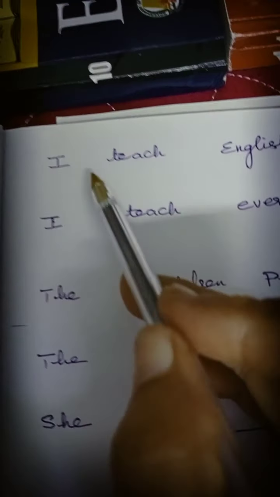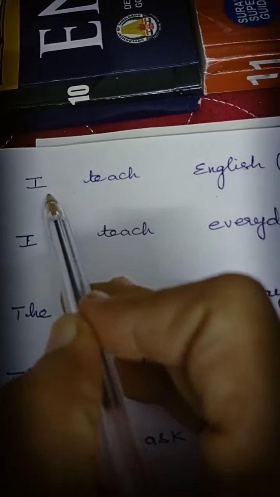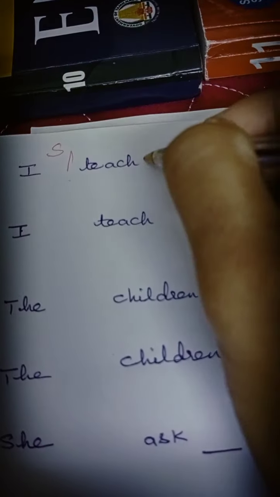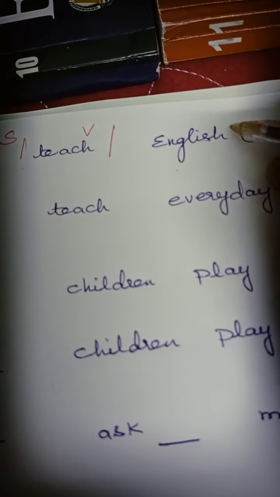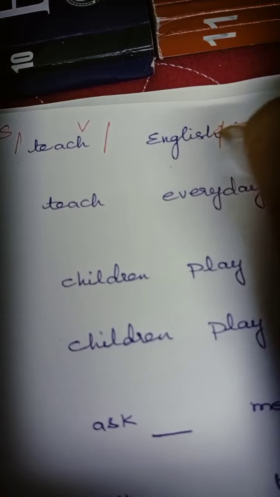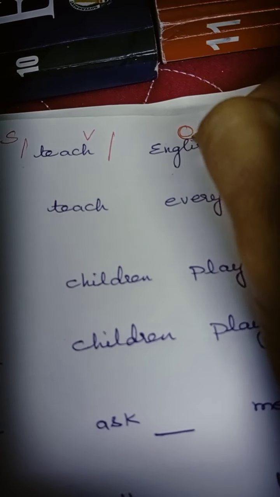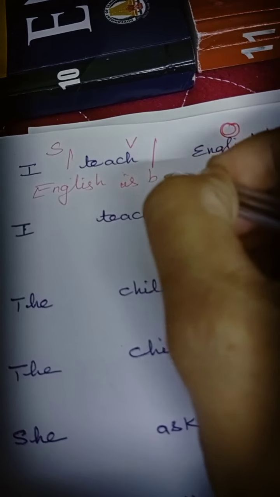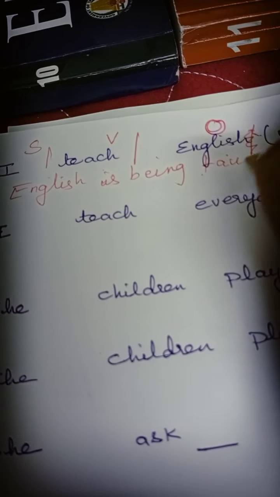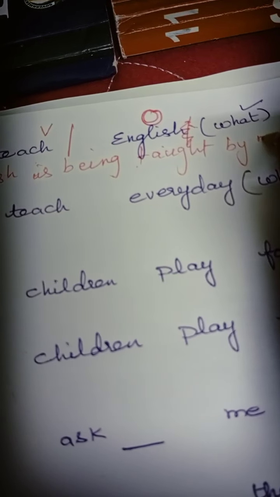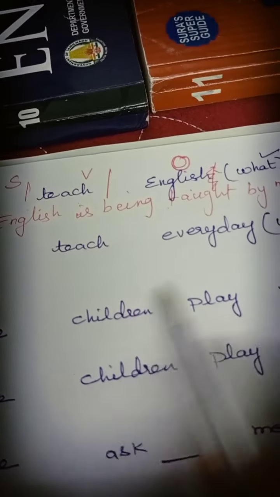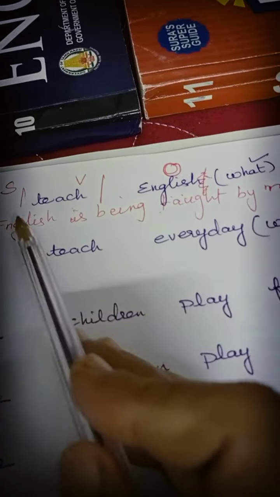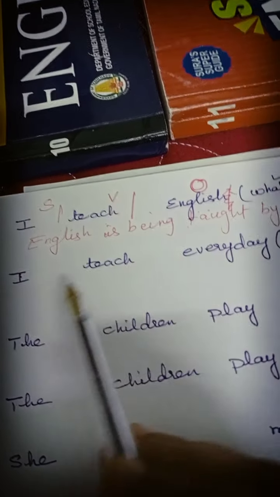I teach English, right? This is subject and verb. And what is this? English. Object. Right? So after a verb an object is given. So at that time I can change it like this: English is being taught by me. So when the object comes to the subject place, it is transitive.